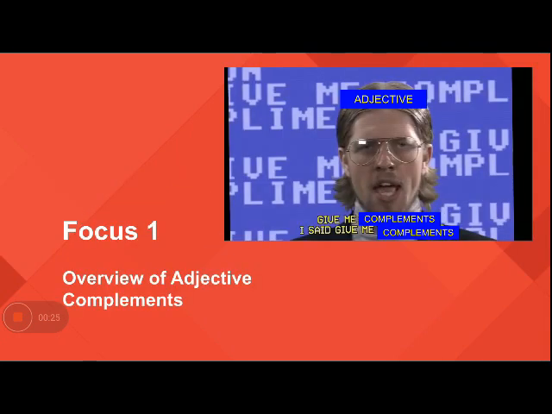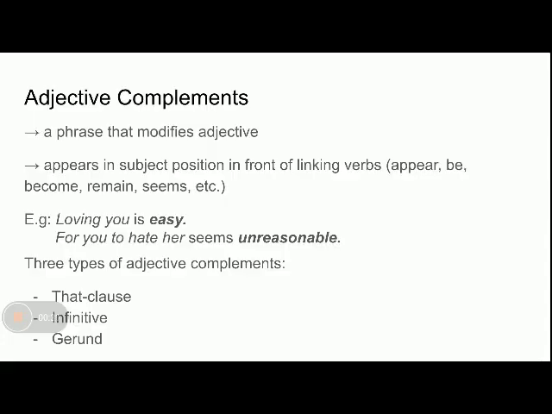For the first focus, we're going to see the overview of adjective complements. So what are adjective complements? Adjective complements are phrases that modify adjectives. This phrase appears in subject position in front of linking verbs, such as appear, be, become, remain, and so on. For example, loving you is easy. Here, loving you is the adjective complement of easy.